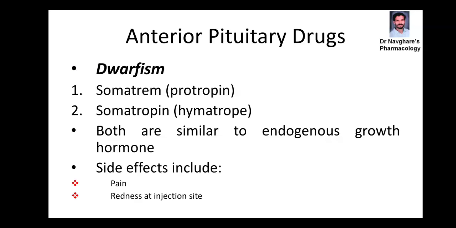Drugs used in the treatment of dwarfism are somatrem and somatropin. Both are similar to endogenous growth hormone. They possess certain side effects like pain and redness at the site of injection.